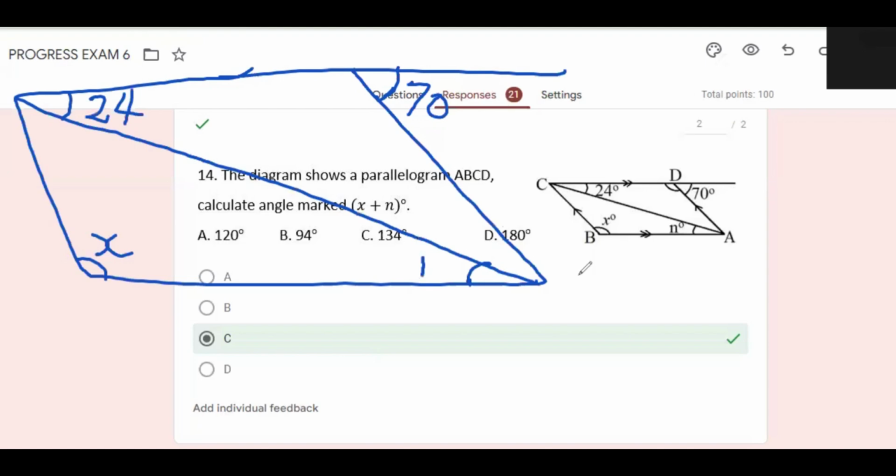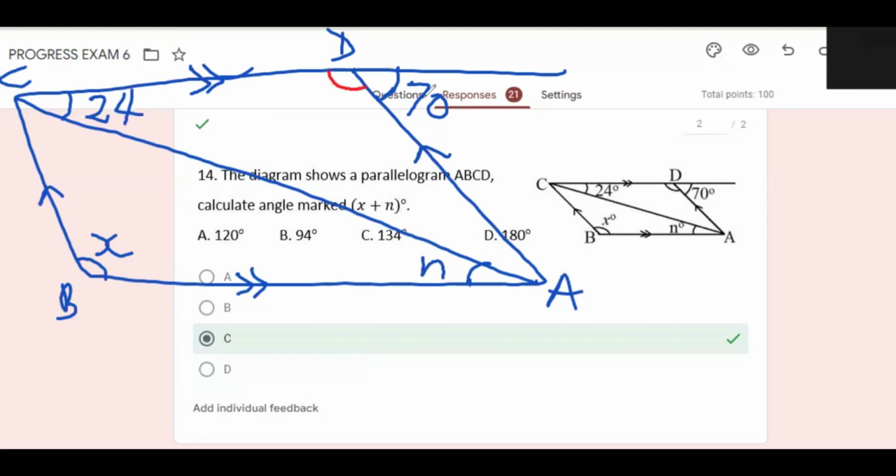Wait, 70, 60 minus. Wait a second. Give me a second. Let me write it down. Okay, first of all, you know that ABCD is a parallelogram. Okay, so if 70 is here, what do you think will be on this other place?